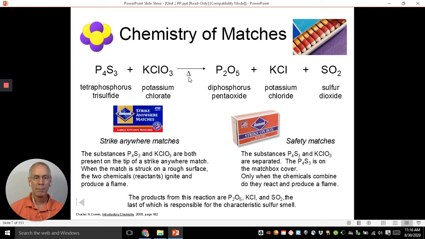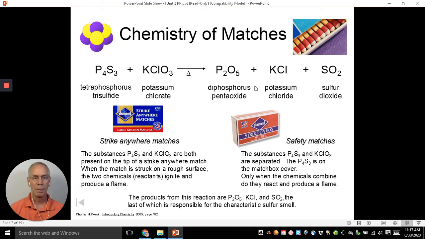I think you can remember what this little triangle means. It means change or fire, right? So we took these reactants and then they got rearranged and we ended up forming diphosphorus pentaoxide, potassium chloride, and sulfur dioxide. And the sulfur dioxide is the smell. If you like the smell of burning matches, that's what you're smelling, is sulfur dioxide. In higher concentrations, sulfur dioxide can be fatal, but if you light 1 or 2 matches, it's certainly not going to harm you in any way, shape, or form.